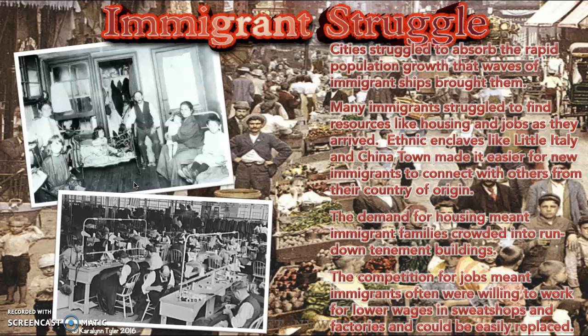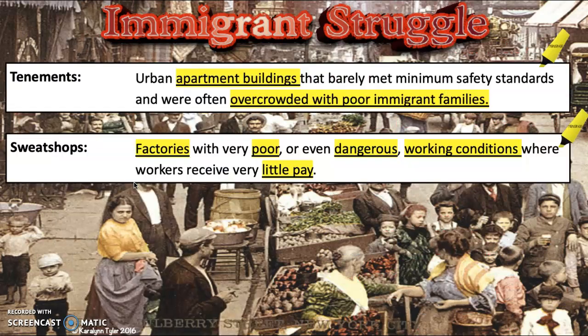They had low skills. They could easily be replaced. There were millions of immigrants coming in all the time, so there was no shortage of workers, which meant that the factory owners didn't have to do much to treat their workers well. And if you didn't show up to work, you didn't get paid, and you were often replaced really quickly because there's plenty of people who are willing to take a job. So tenements are those urban apartment buildings that barely met minimum safety standards and were often overcrowded with poor immigrant families. And sweatshops are factories with poor or even dangerous working conditions where the workers receive very little pay.